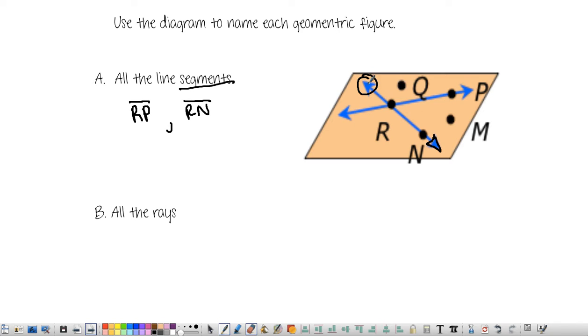So yes, it goes on in this direction, but this right here is a ray because it has this endpoint. Okay, so we can give it this endpoint, and then it goes on forever up here because we see that arrow up there. So we can call this ray RN.